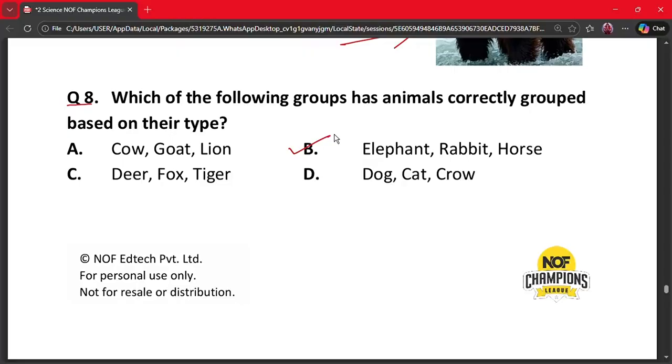Why? Because elephant, rabbit and horse are all herbivores that eat plants. Other groups are a mix of animals with different food habits like carnivore, omnivore and herbivore. Therefore option B is correct.